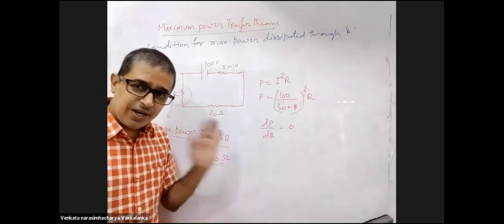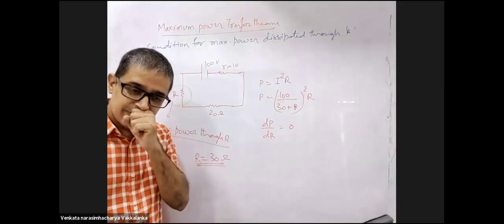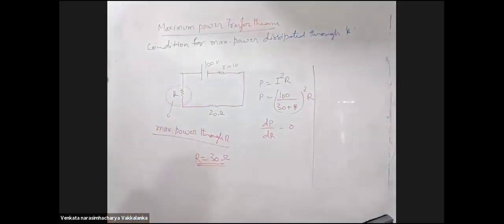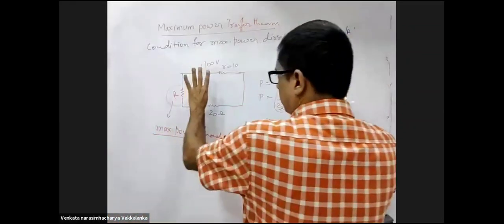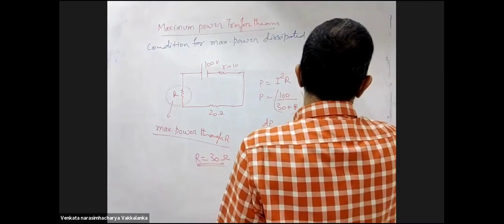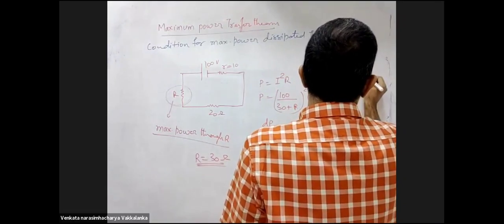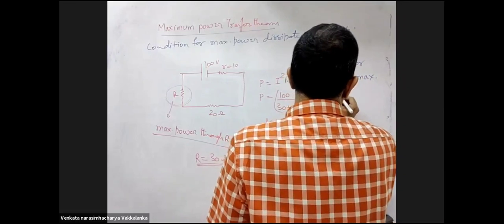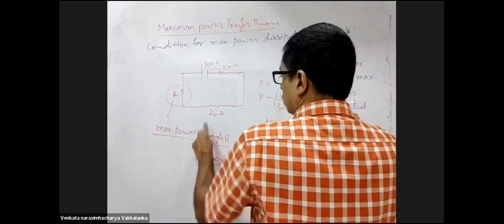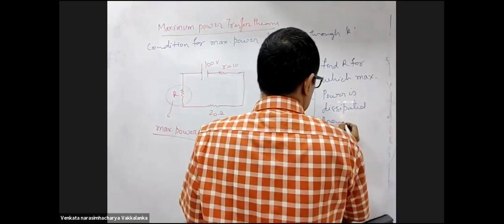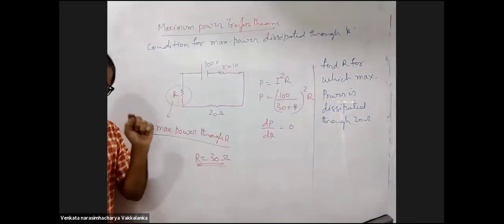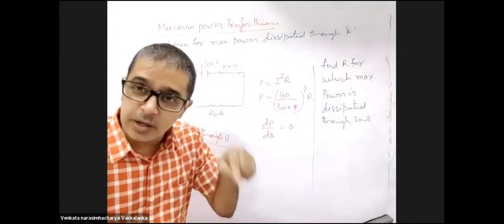Right? Till here is it clear? Yes, sir. Now suppose, where is the catch they play? They want to know, for the same problem, find capital R for which maximum power is dissipated through 20 ohm resistance. Find capital R for which maximum power is dissipated through 20 ohm resistance.